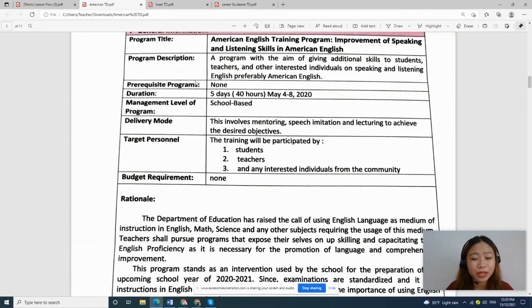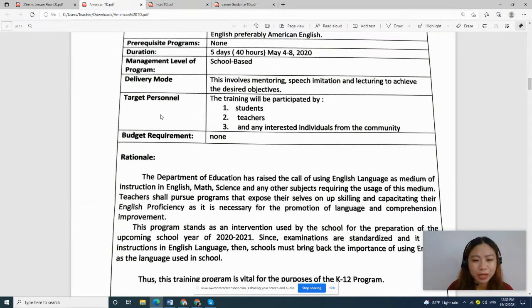Next will be the duration. I have 5 days in total of 4 hours, from May 4 to 8, 2020. Okay. Next we have the level of program. Since I'm going to conduct this one as a school-based program, this is the level of my management, school-based.